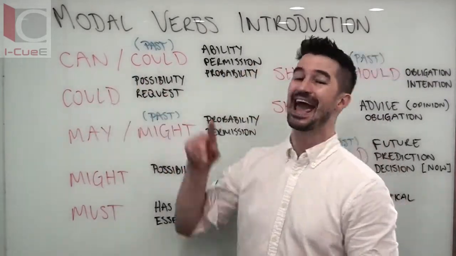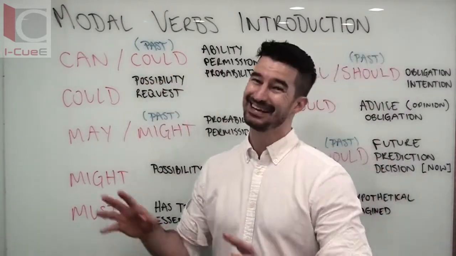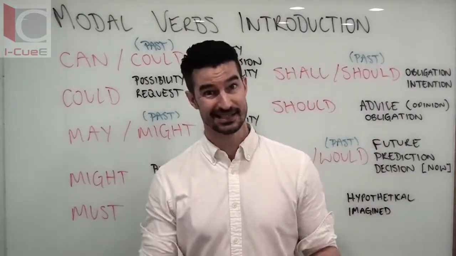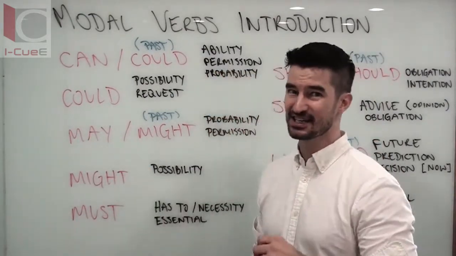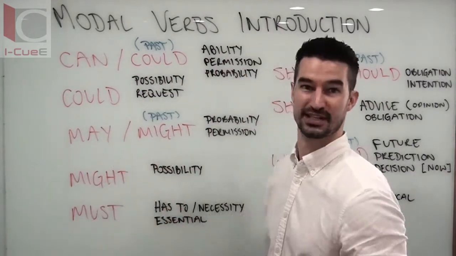The first one is can. The past tense of can would be could. This is going to get a little confusing because all of the past tenses can also be used as present tenses, and the meaning slightly changes, which is why we're introducing you these in a particular order.